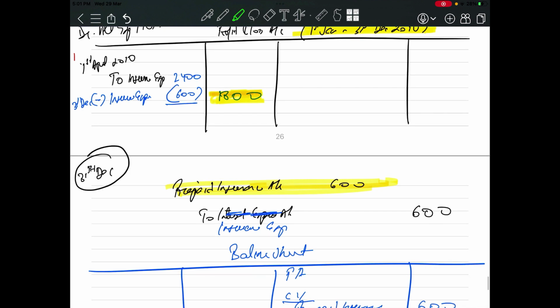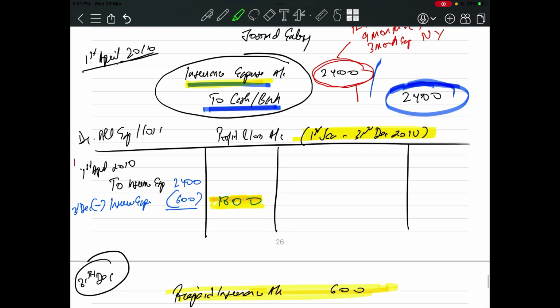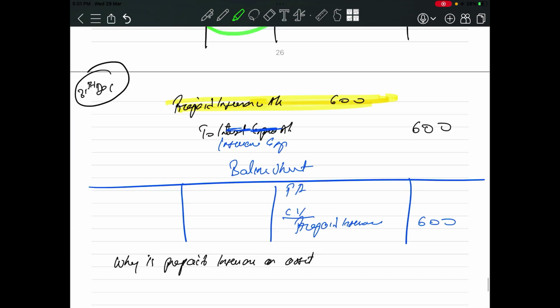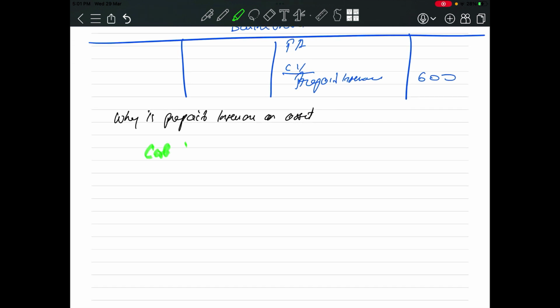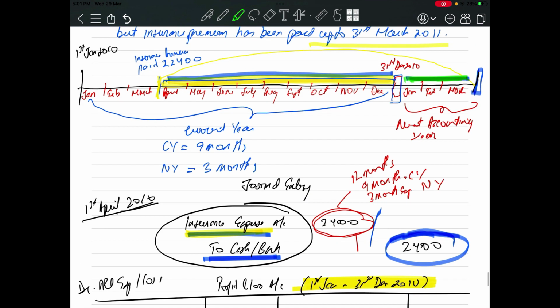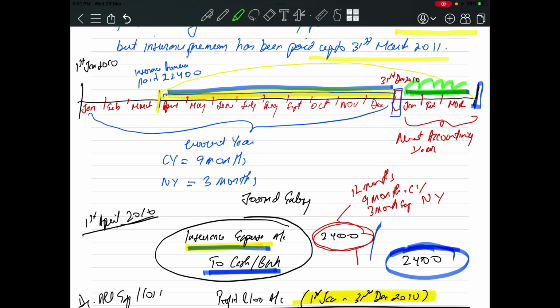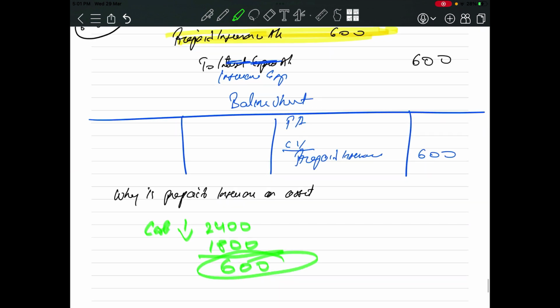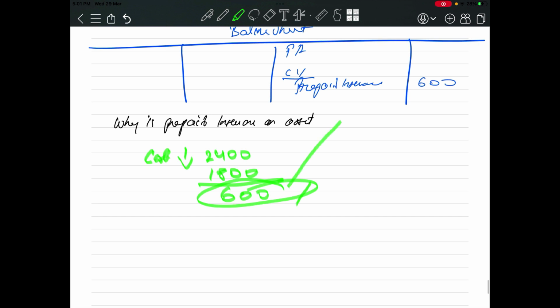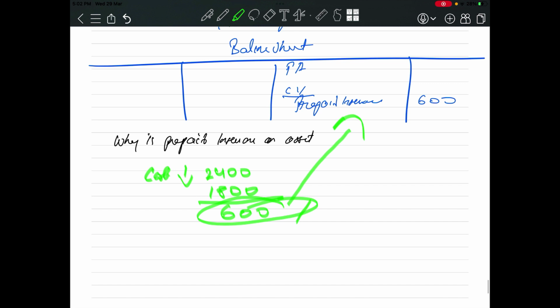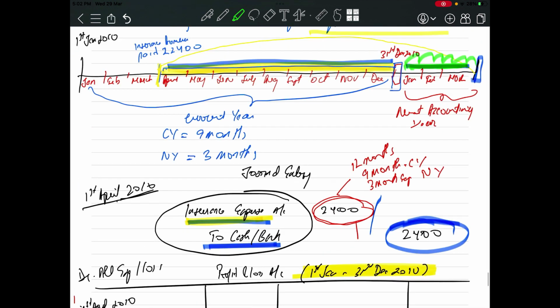Now, as of now, we have received the benefit of only 1800. Simple. Our cash has been reduced by how much? 2400. But out of this we have received benefit for only how much? 1800. So the benefit of rupees 600 which we have paid in advance, we are yet to receive. When will these expenses be recorded? During the next period. So we'll record this difference as our prepaid insurance, and it will be our current asset in our balance sheet. I hope this concept is clear to you.